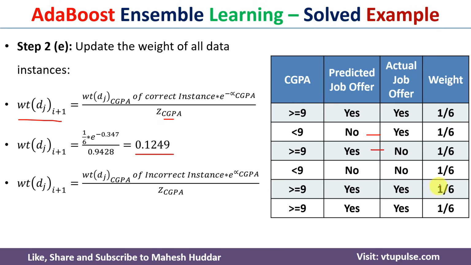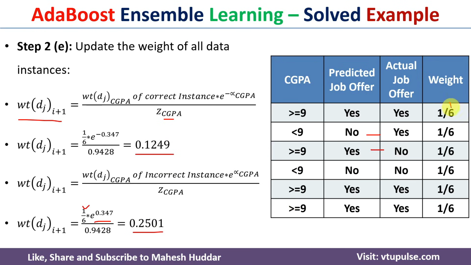Similarly, for incorrect instances, there are two incorrect instances. The weight is 1 by 6 e raised to, in this case, plus the weight for the weak classifier divided by Z CGPA, that is the normalized factor here. Again, we will be getting the value as 0.2501 in this case.